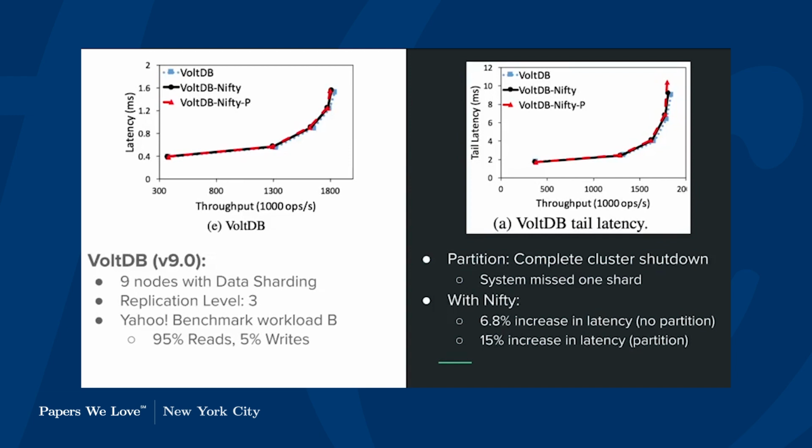VoltDB, this is straight VoltDB. We'll talk about some mechanisms later about how they've changed it to use the classification API. But this is straight VoltDB, either by itself, with Nifty, or with Nifty and a partial network partition. You'll see everything continues on just fine. And even the tail latency, which is 99th percentile, again, you can hardly tell the difference.